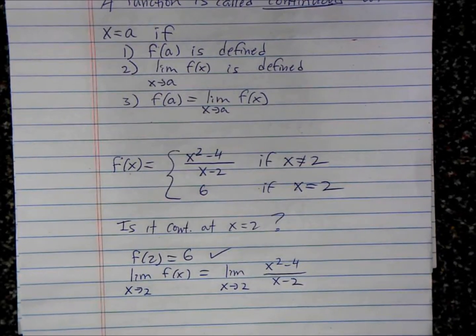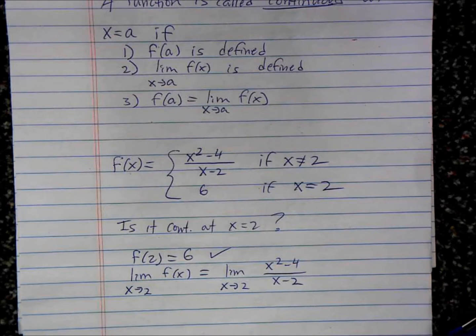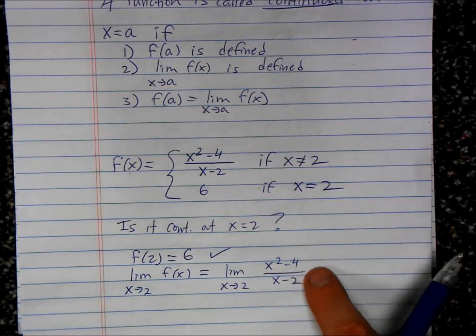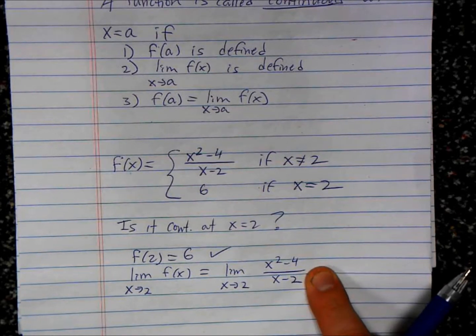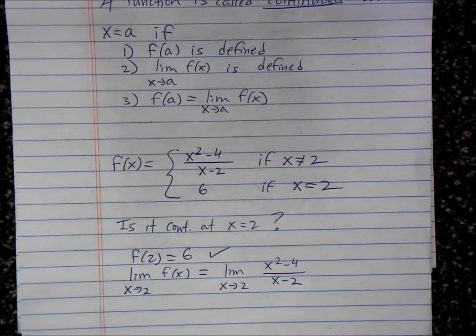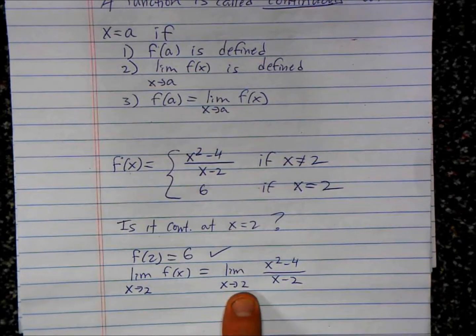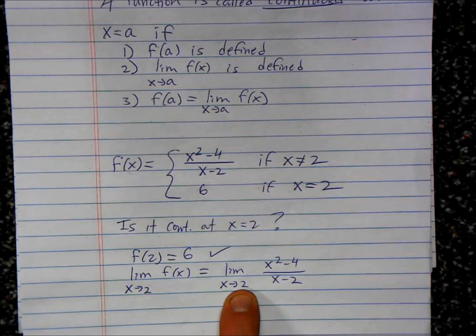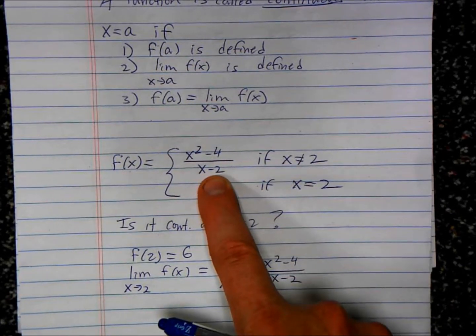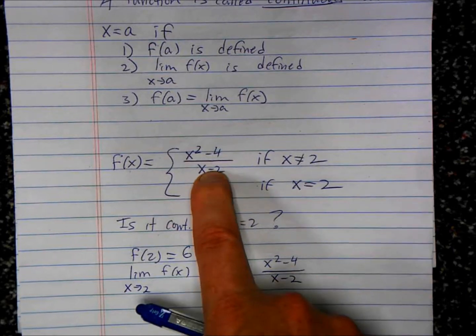the limit as x approaches 2 of f of x would be the same as the limit as x approaches 2 of x squared minus 4 over x minus 2. When I'm doing the limit, how come I use the x squared minus 4 over x minus 2 rule and I don't use the 6 rule? It's not actually 2. That's right. This symbol means x is close to 2, but it is not equal to 2. When x is not equal to 2, that's the rule we use. And you're right, this one's pretty simple.